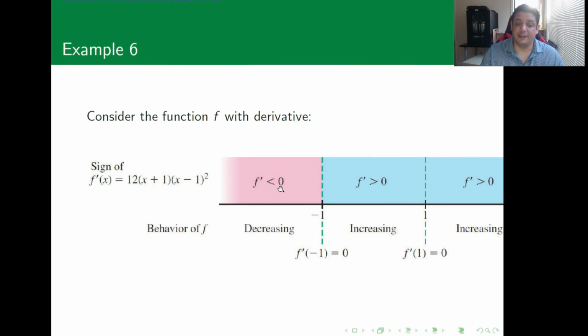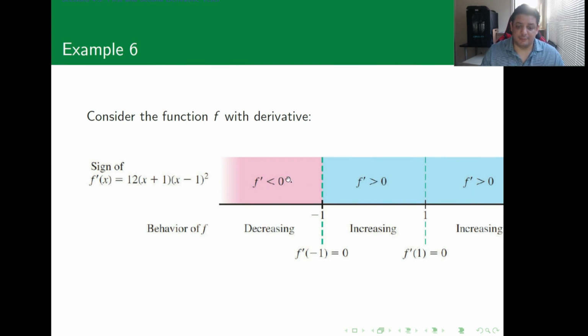So since the derivative is negative, we have a decreasing behavior by the first derivative test. Then after we move past -1, it turns out that the derivative is positive, both from -1 to 1 and from 1 to infinity. If I take any point here, let's say 0, you can see very clearly that this is positive. And notice that although 1 is a critical point, the indication here is that this is not a local extremum, since there is no change in the sign of the derivative.